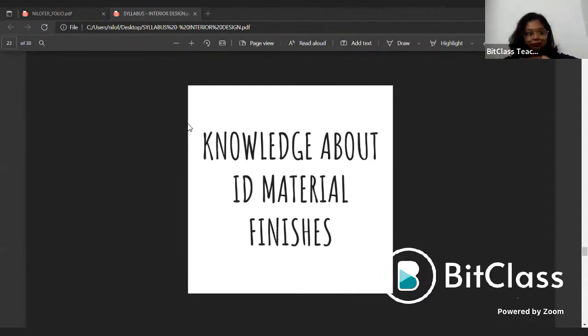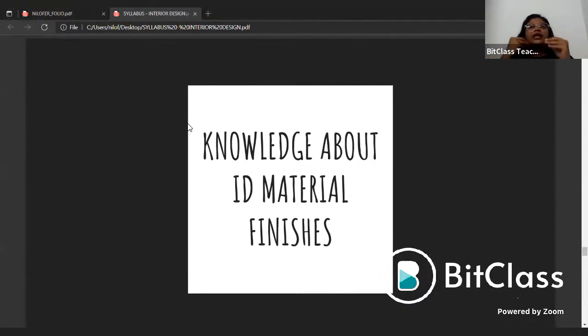Okay, I'm back. Even if you're paying lakhs and thousands of rupees to study something at a college, institute or school, they are going to teach you only 1% of what is happening in reality. They are not going to teach you anything else at all. So, knowledge about interior design, material finishes.